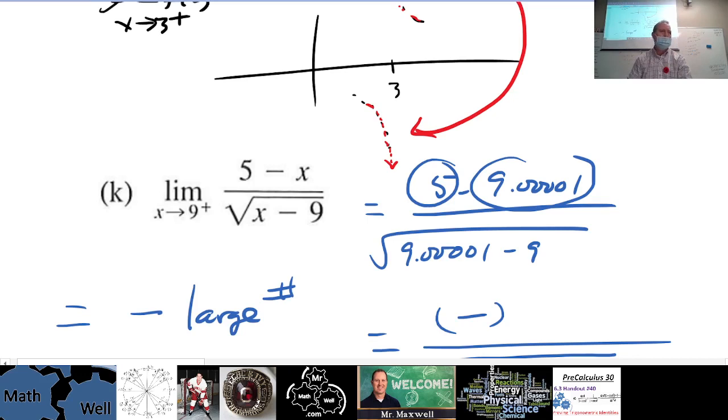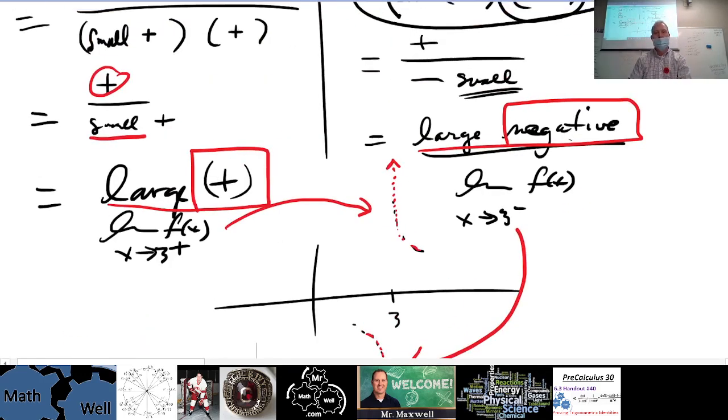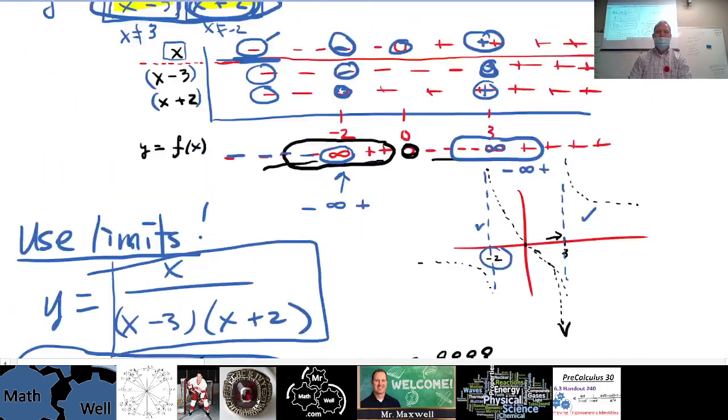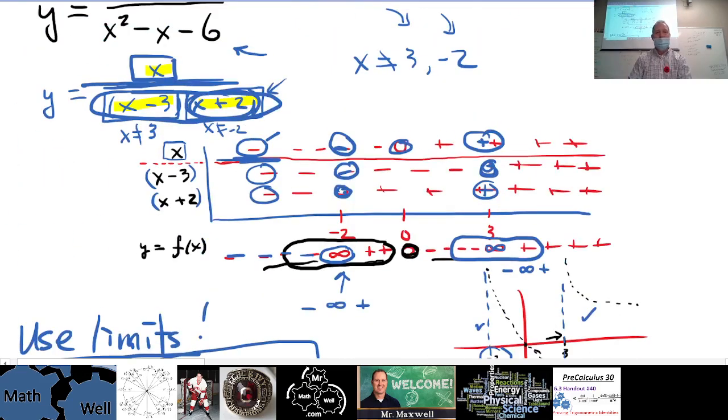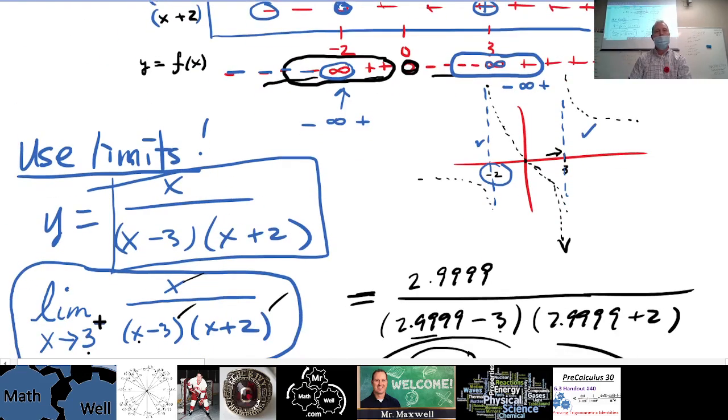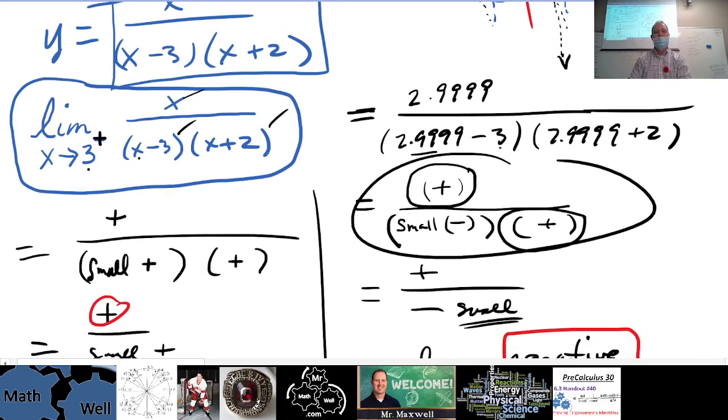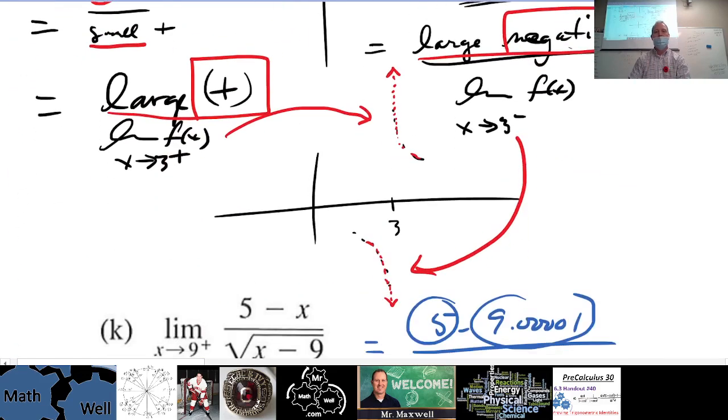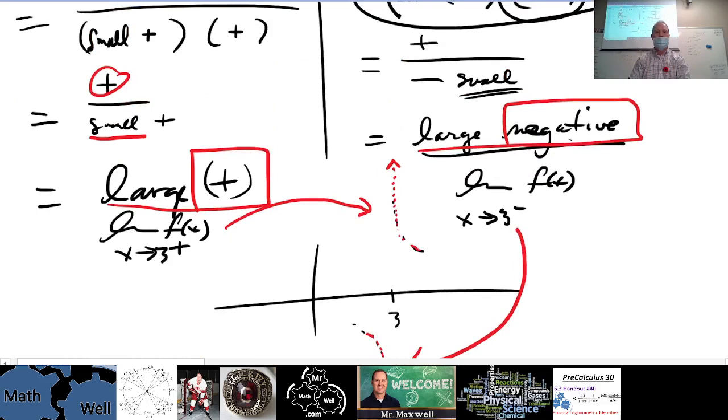So what happens at 9? Is it a gap? Is it a discontinuity? And what does the graph look like? We use our limits to find out what it looks like. You can use sign analysis like we did at the first, or you can use limits and just think through this logically to find out, hey, is this value going to be large or small? Is it going to be positive or negative if I approach from one side of that restricted value?